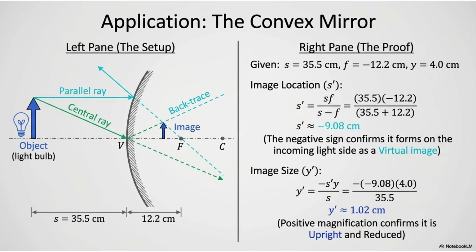This is exactly what I wanted to connect to the listener's everyday life. This specific math, right here on slide 4, is the exact physics behind the passenger side mirror on your car. Oh, absolutely. It's a convex mirror. It shrinks the image down so you get a wider field of view. And that is exactly why it says objects in mirror are closer than they appear. It's not just a warning, it's literally describing the geometric optics of a reduced virtual image. I love that.